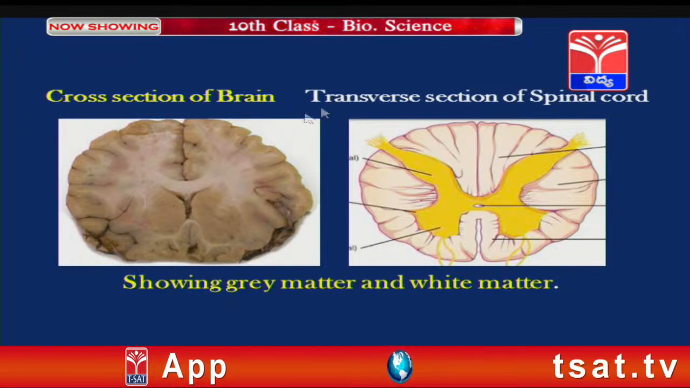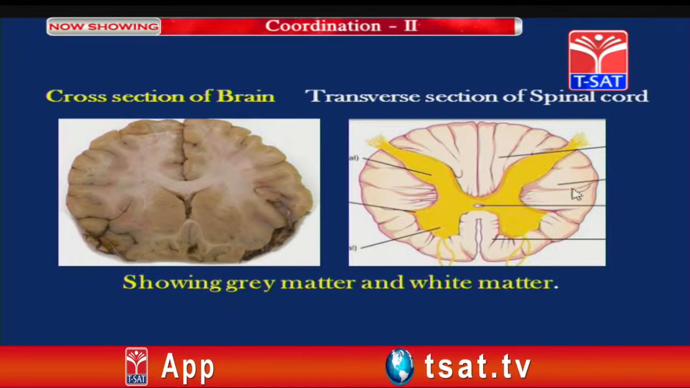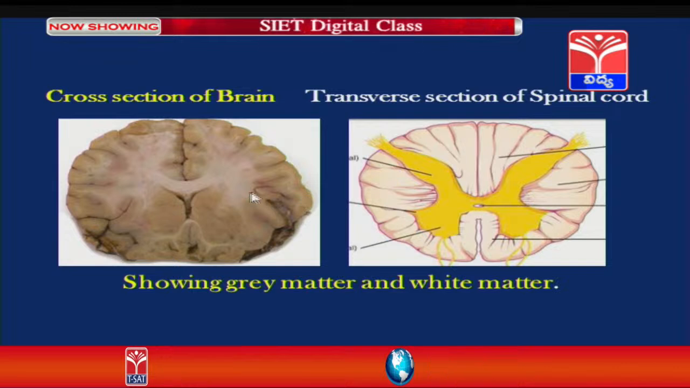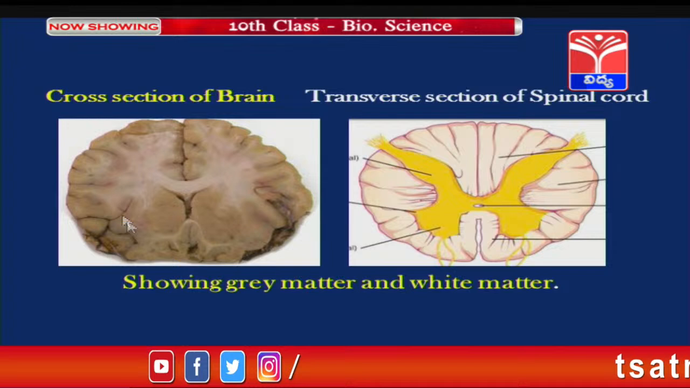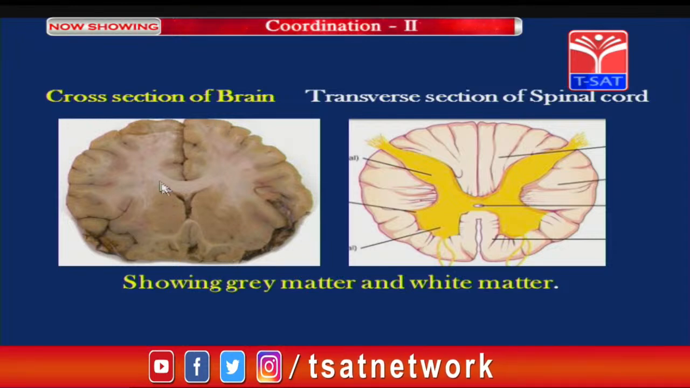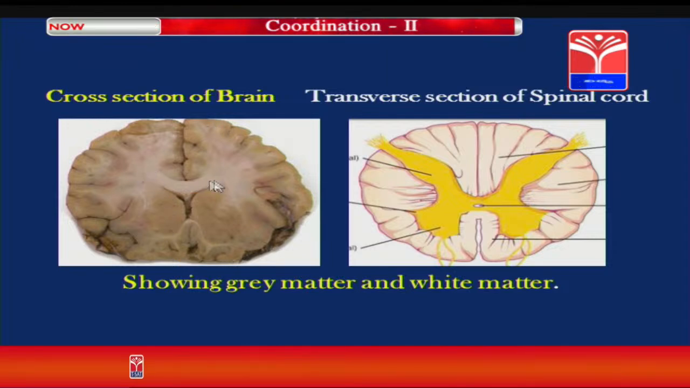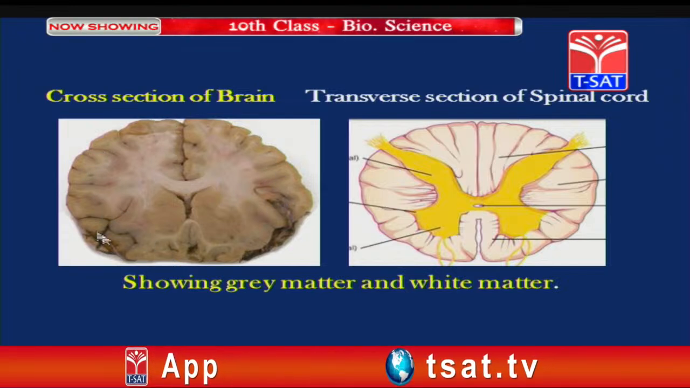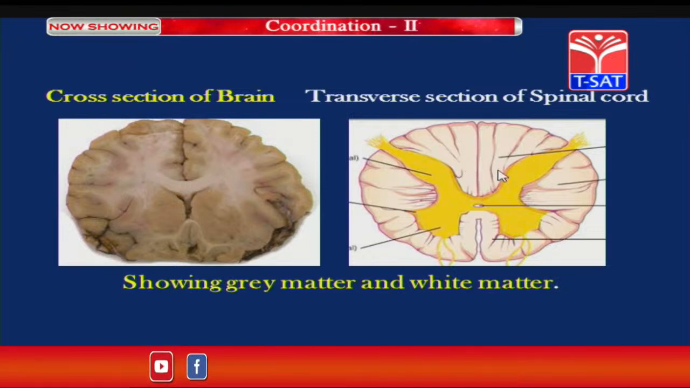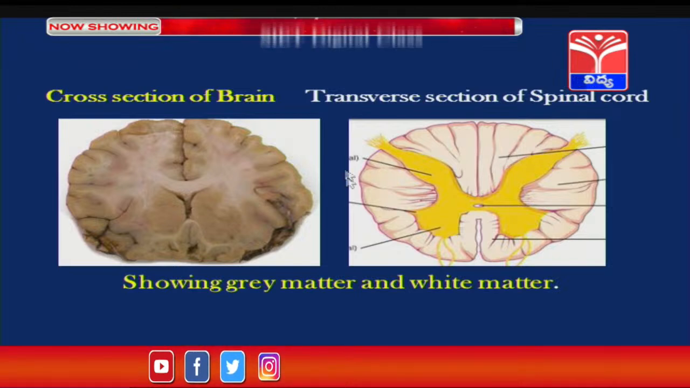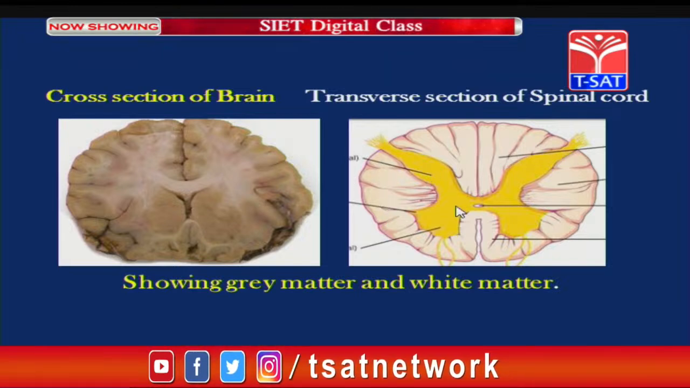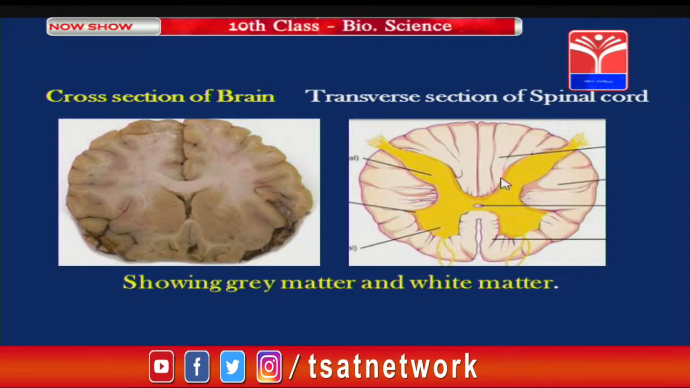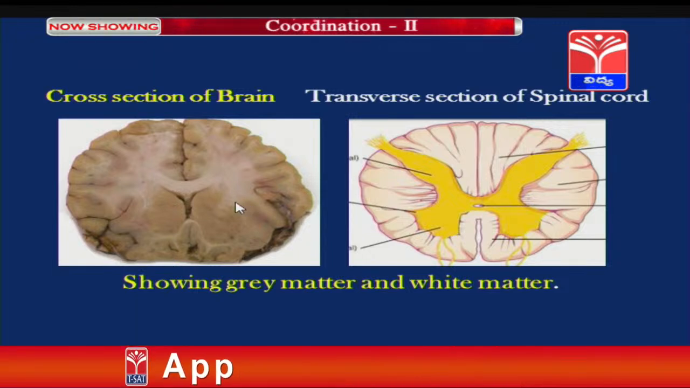Now, this is the cross section of the brain and this is the transverse section of the spinal cord. If you see these 2 pictures, what is the difference? Towards the peripheral or outer region of the brain the grey matter is present, whereas centrally the white matter is present. In the cross section of the brain, this is the outer margin where we see the grey matter and this is the central part where we see the white matter. Unlike the brain, in the spinal cord the outer part is white matter, whereas the central part is grey matter. This is absolutely the reverse of the brain.